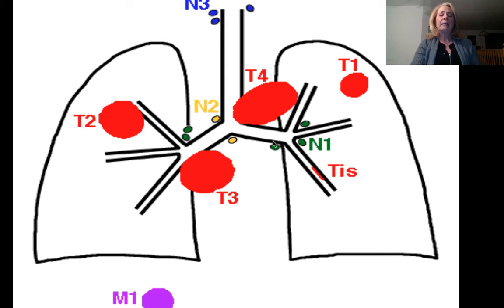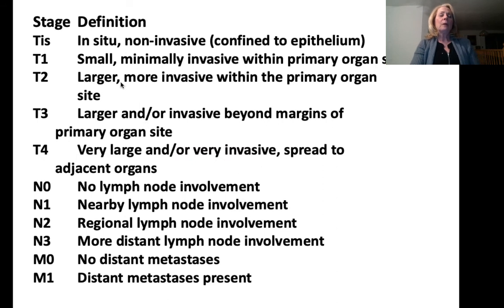N is the lymph nodes that are involved, and so you can give them the stage of N1, N2, N3, and then if you have a metastases here. So you can be a little bit more specific with the T's. N0 would be no lymph node involvement, whereas N3 more distant lymph nodes. M0 no metastases, M1 distant metastases present, and so on.